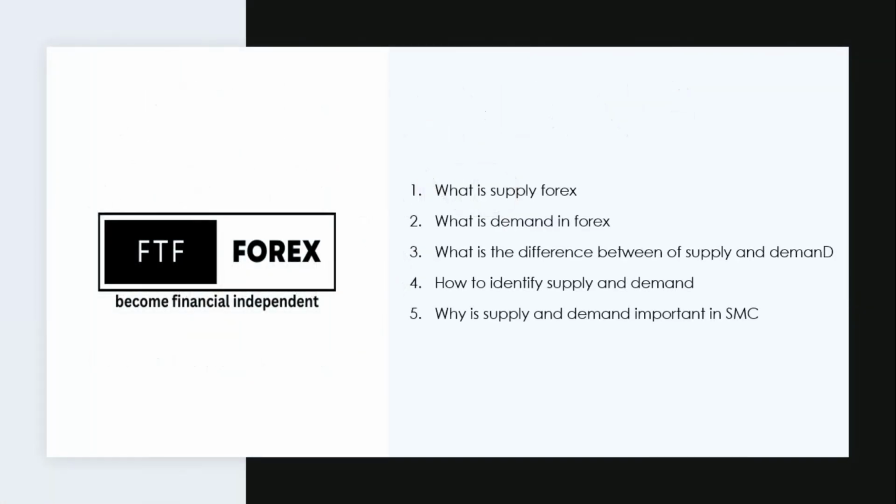What is supply? Today's context is the following: what is supply in forex? What is demand in forex? What is the difference between supply and demand? How to identify supply and demand? Why is supply and demand important in the smart money concept? So let's get into the first one, inshallah.